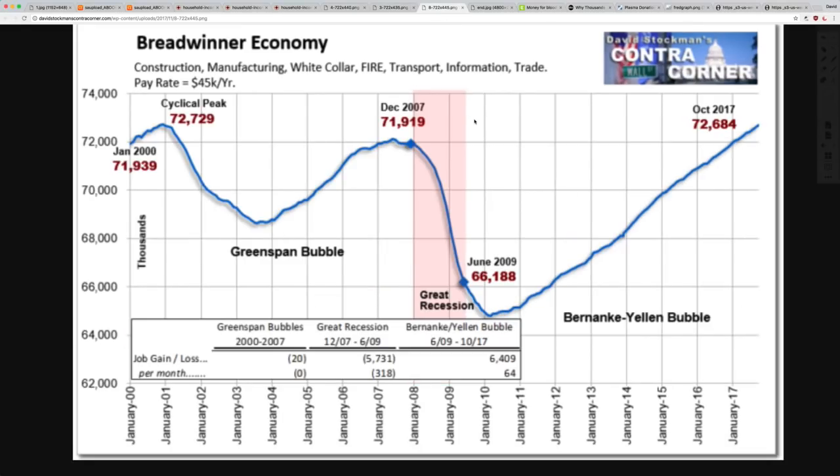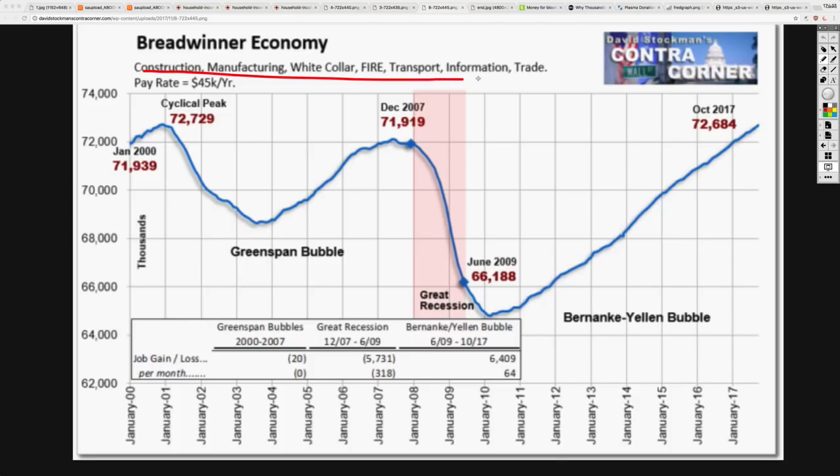And then, last but not least, breadwinner economy. Construction, manufacturing, white-collar, fire, transport, information, and trade. While we have seen an increase in recent years, what I would like to point out is that we're at that same level going back into the year 2000. We should be escalating beyond that. We should be growing beyond that. There shouldn't be statistics showing you that we're the same from 20 years ago. That's not a good thing.